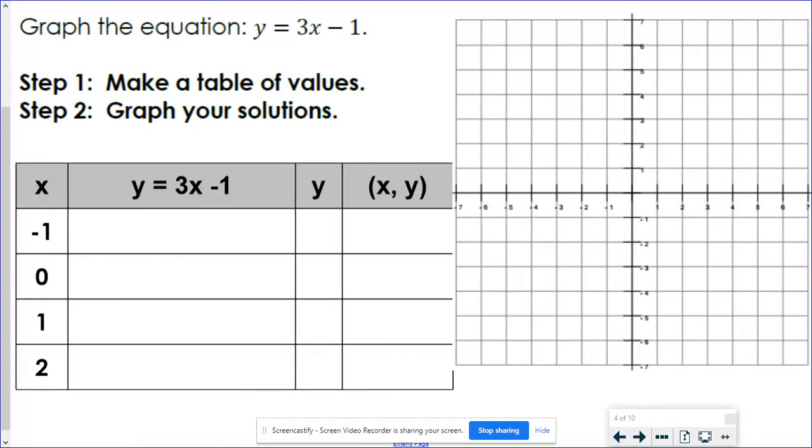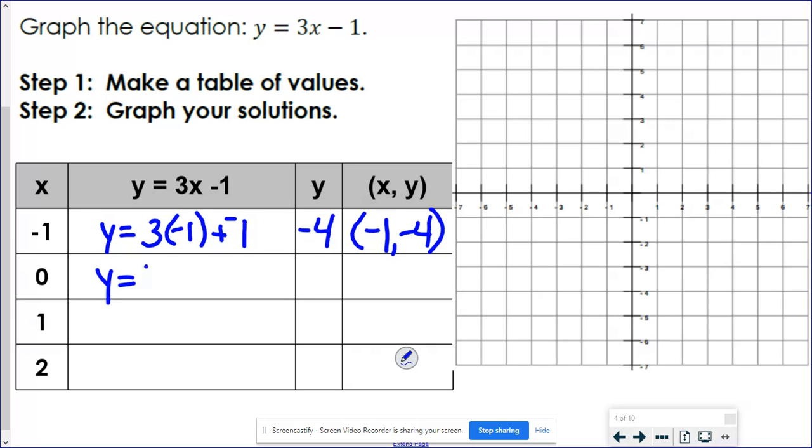So when I have this table, we've got this all set up already. If the x is -1, y is going to be equal to 3 times the -1. I personally like to do the math as I'm writing it. So 3 times -1 is -3. -3 plus a -1 is -4. So my ordered pair is going to be -1, -4. I'm going to fill out the whole table, and then I'll graph all the points at the same time. Second point, I'm going to have 3 times 0, which is 0, plus a -1 would be -1. So 0, -1.